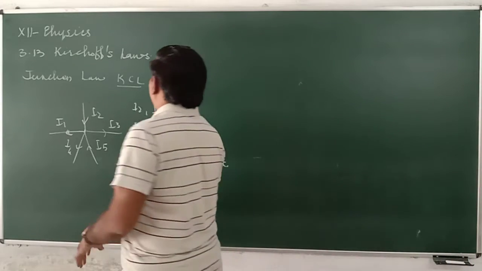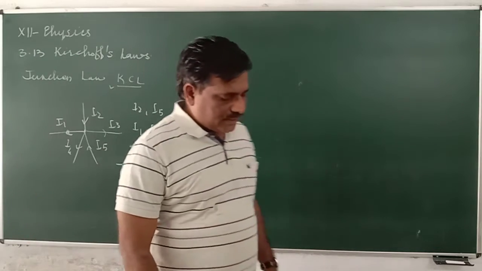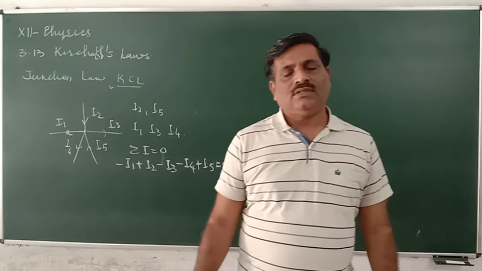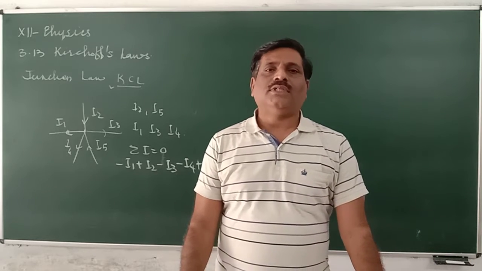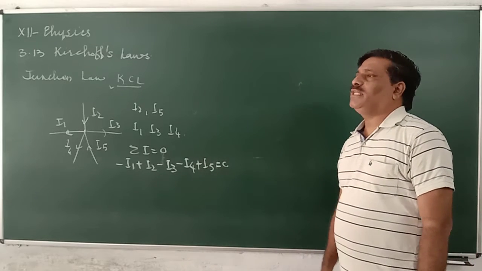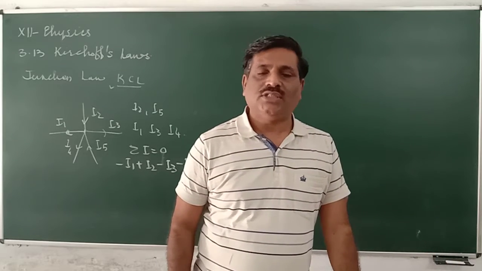Because of this, it is also called Kirchhoff's current law. Current is the rate of flow of charge. The charges entering the junction are equal to the charges leaving the junction per unit time. It is also the law of conservation of charge. So Kirchhoff's current law is nothing but the law of conservation of charge. It is known as the junction law.